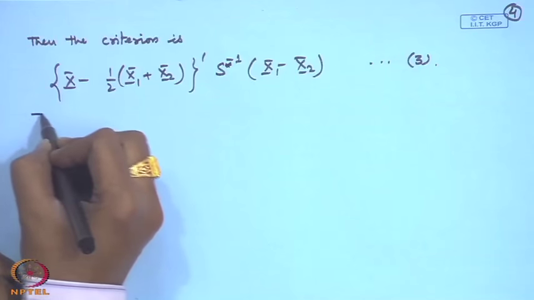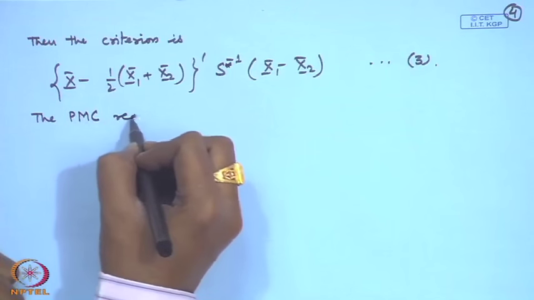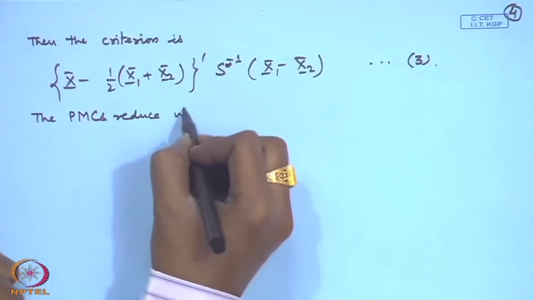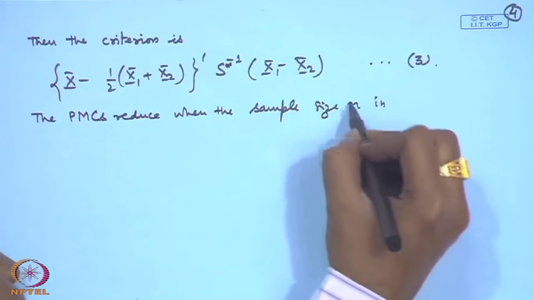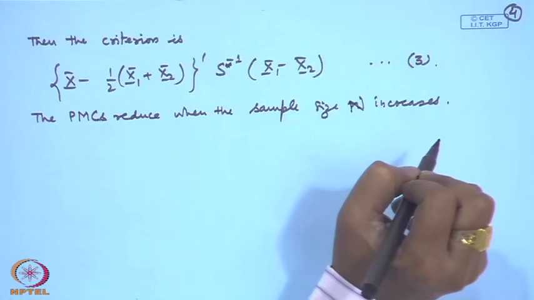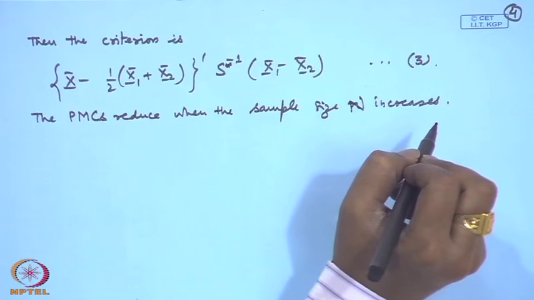General comment is that the probability of misclassification reduces when the sample size increases, because the behavior of x bar will be approaching more towards the true mean. That means if the true mean is mu 1, it will approach towards mu 1, and if the true mean is mu 2, it will approach towards that. Therefore the discrimination will be much superior, because by the strong law of large numbers, the sample means converge to the population mean, and therefore it will come out nicely.